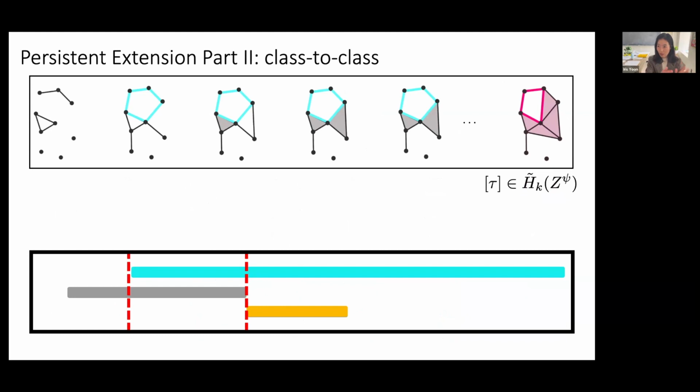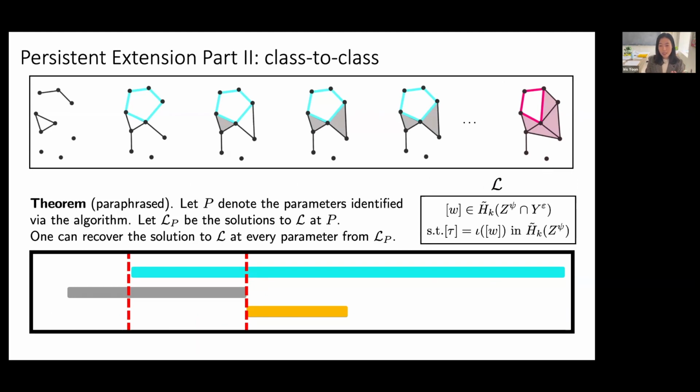So I won't go through how we exactly do this here, but the idea is that instead of looking at every single parameter, you can parse this intersected complex filtration to identify strategic parameters at which you need to solve this linear system of equations. And then you can recover all the solutions at all the other parameters. And this gives you a huge computational advantage because now you've dramatically decreased your search space. Or sorry, the parameters that you need to solve the system.